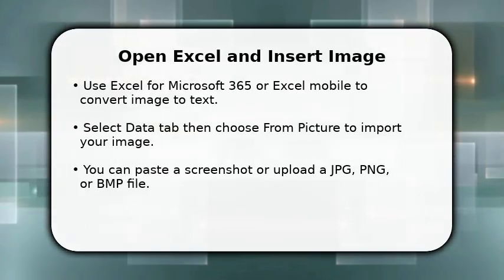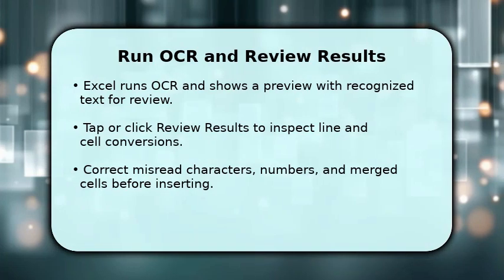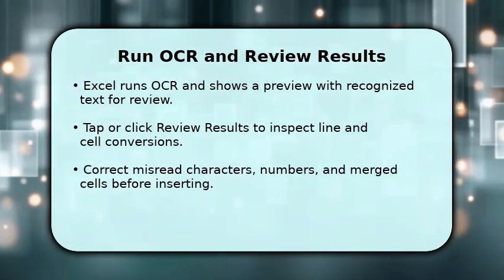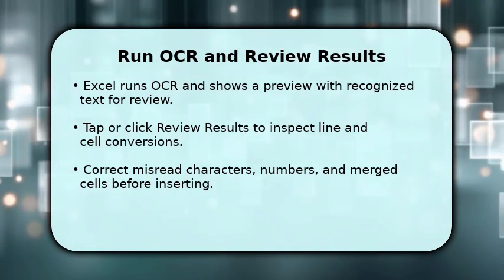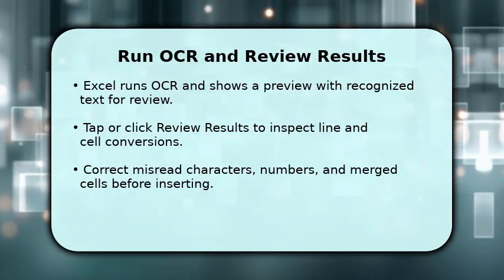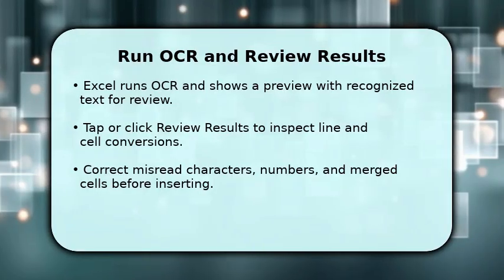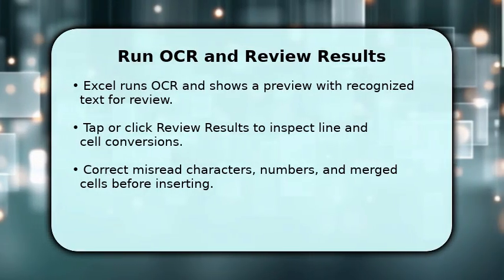Once the image uploads, Excel runs optical character recognition on the picture. The app displays a preview pane with the recognized text and suggested cell layout. Click or tap Review Results to inspect how lines and columns converted.